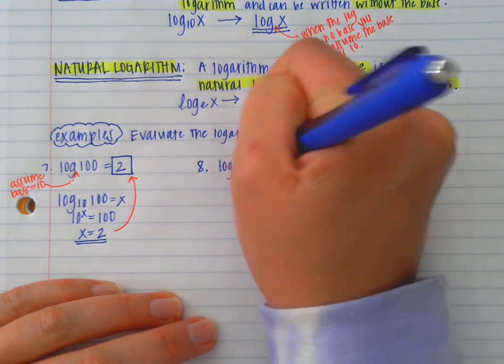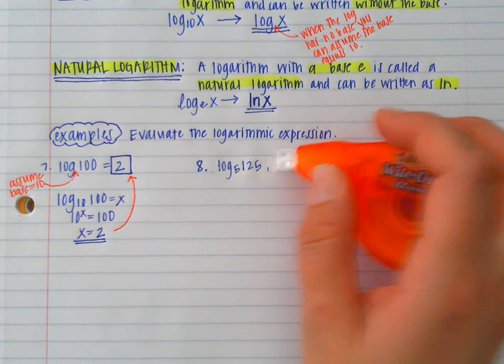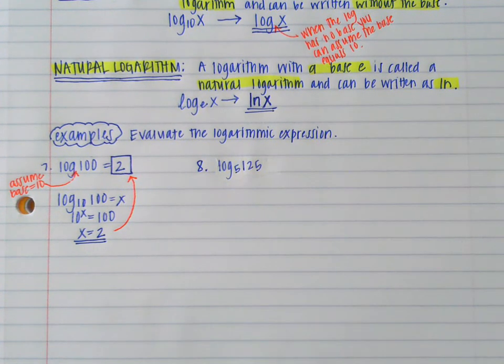Log base 5 of 125. What does log base 5 of 125 equal? So if you want to pause me here and think about that one, if you know it without doing anything, great. Pause, think about it for a minute. What does this equal? Now, if you need to convert it to exponential, that's fine too.